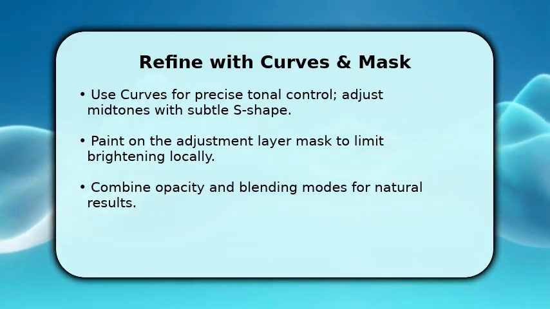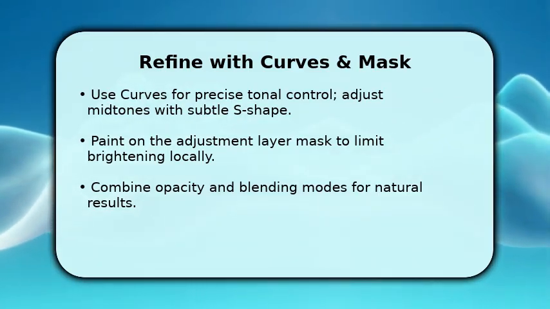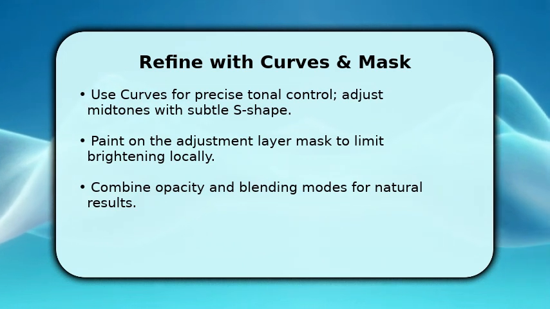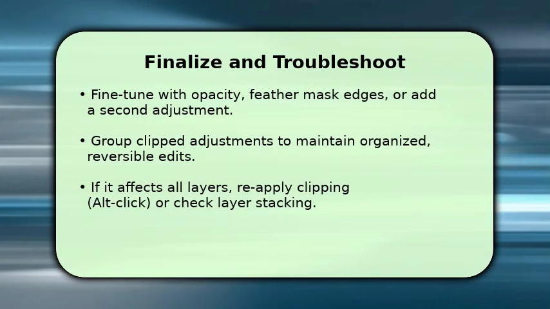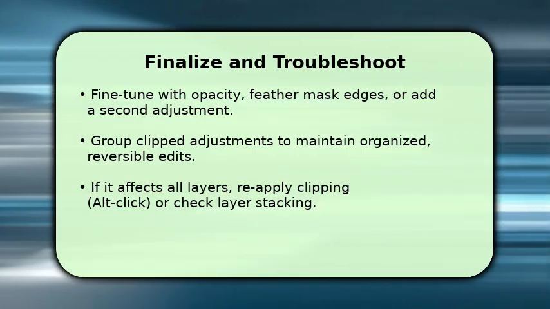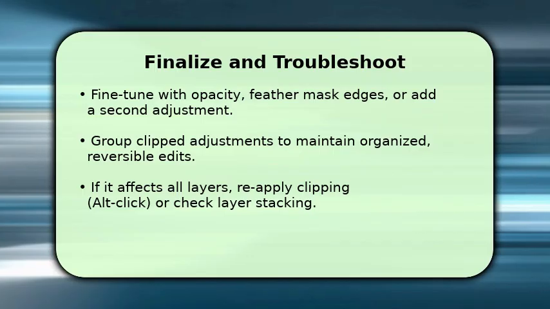These steps let you shape light precisely, while preserving texture and color fidelity on that single layer. Finish by dialing opacity and softening the mask edges so the change reads naturally in the image. If you need narrower control, add another clipped adjustment layer or group them to keep edits reversible and tidy. Save a versioned PSD so you can revert.